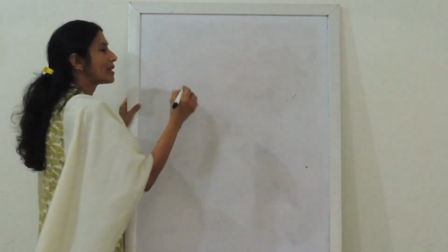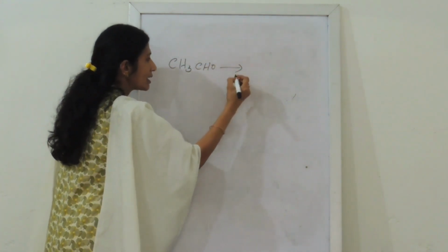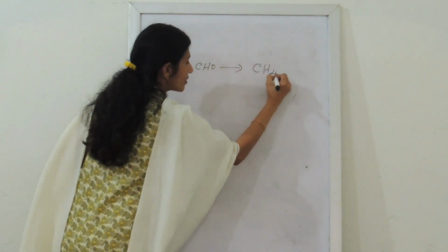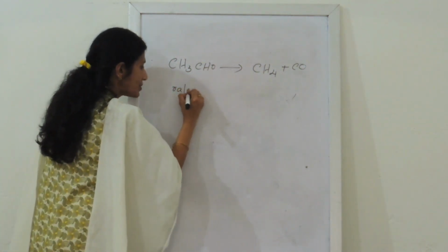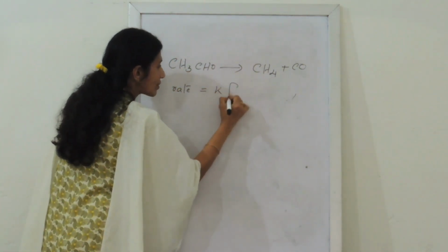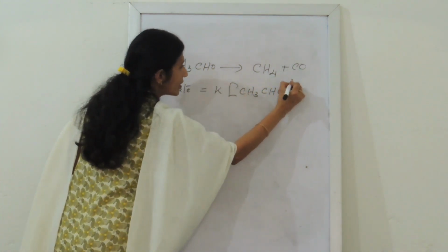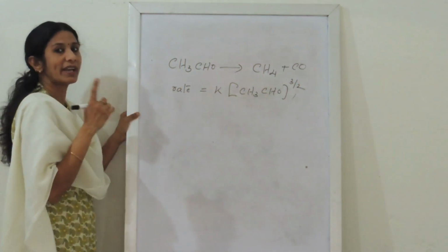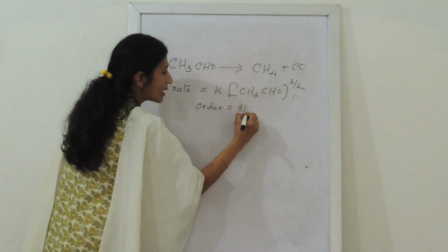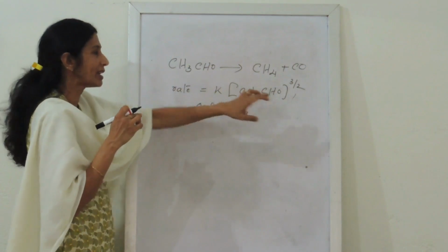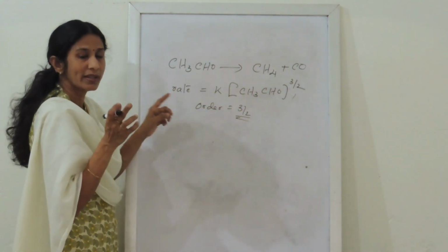The decomposition of acetaldehyde, that is CH3CHO gives CH4 plus CO. Then rate is equal to K into concentration of CH3CHO to the power 3 by 2. ഏതാണ് ഇവിടെ order? Order is equal to 3 by 2. അത് experimental quantity ആണ്. അപ്പോൾ order here it is 3 by 2.